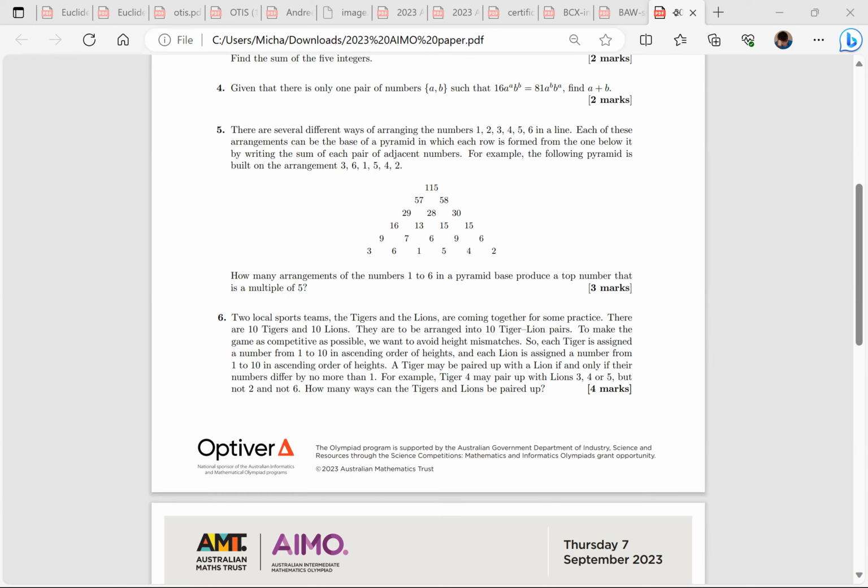For example, the following pyramid is built on that. How many arrangements of the numbers 1 to 6 in a pyramid base produce a top number that is a multiple of 5? All right, take it away, Charlotte.